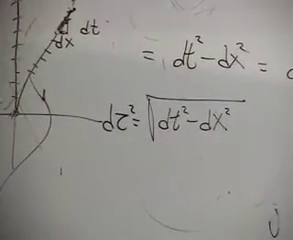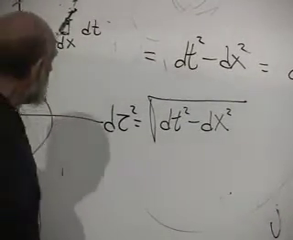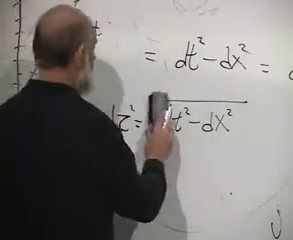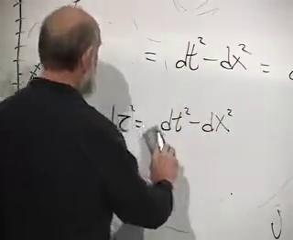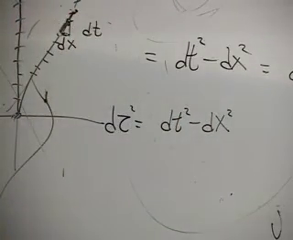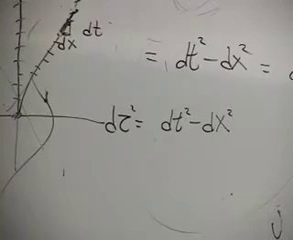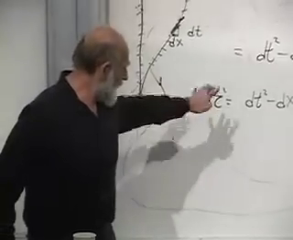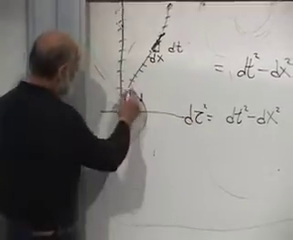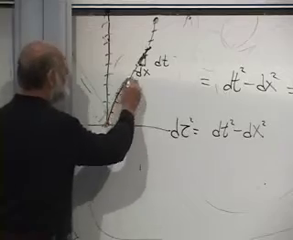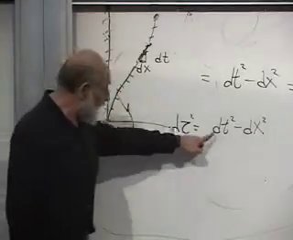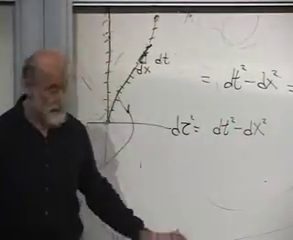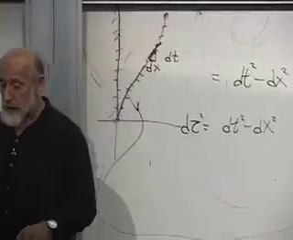Well, that's just d tau. You're right, that's just d tau. Or d tau squared being dt squared minus dx squared. D tau is called the proper time. Tau is called the proper time, and it is the time read by a clock moving along a trajectory. It's not just dt. That's the important thing. It's not just dt, it's the square root of dt squared minus dx squared.